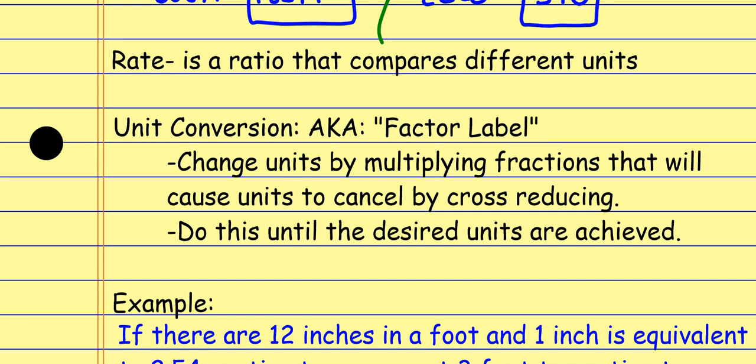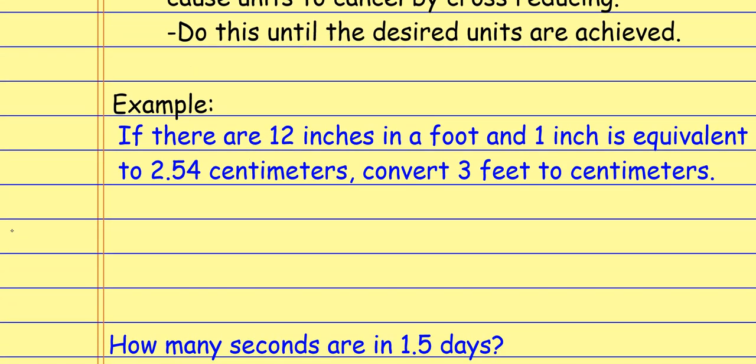For example, if I look at something like this, it says if there are 12 inches in a foot, and 1 inch is equivalent to 2.54 centimeters, convert 3 feet to centimeters. When you see these things that compare the two units, like 12 inches goes to 1 foot, what that's describing is a ratio because it's comparing the two things.